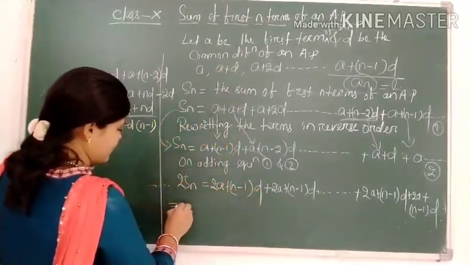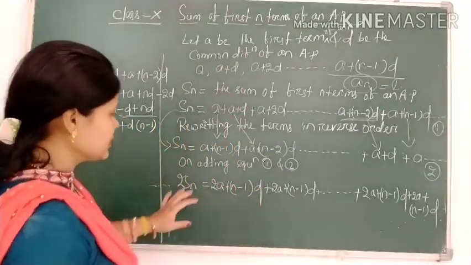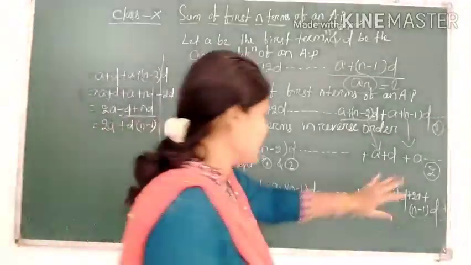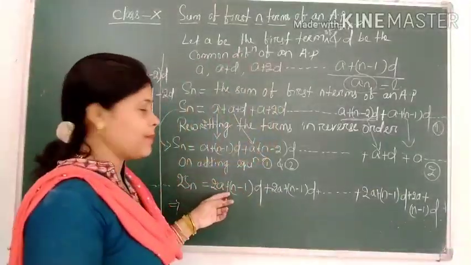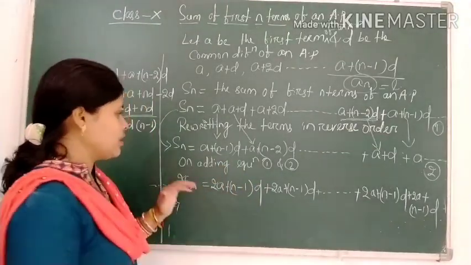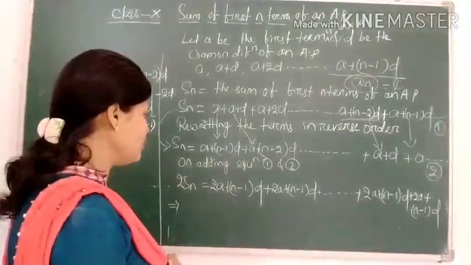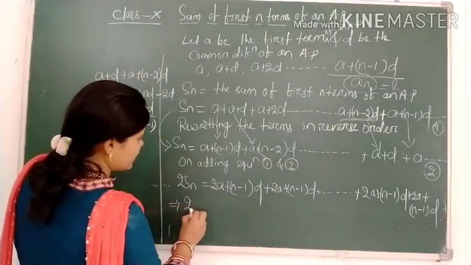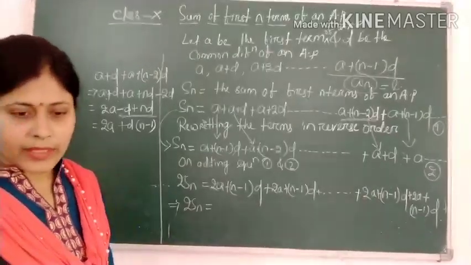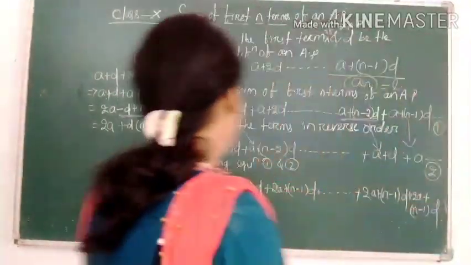So look at here, students. I am getting the equal value in each term. Look at it: 2A plus n minus 1 into D. Okay. So after that what do I have to do? So here write 2Sn, and here I am giving you one example.